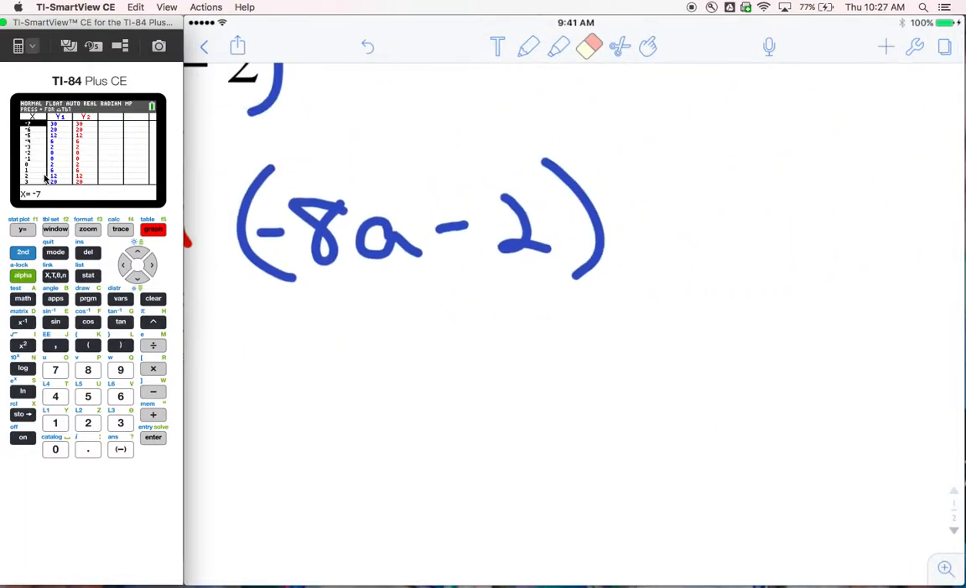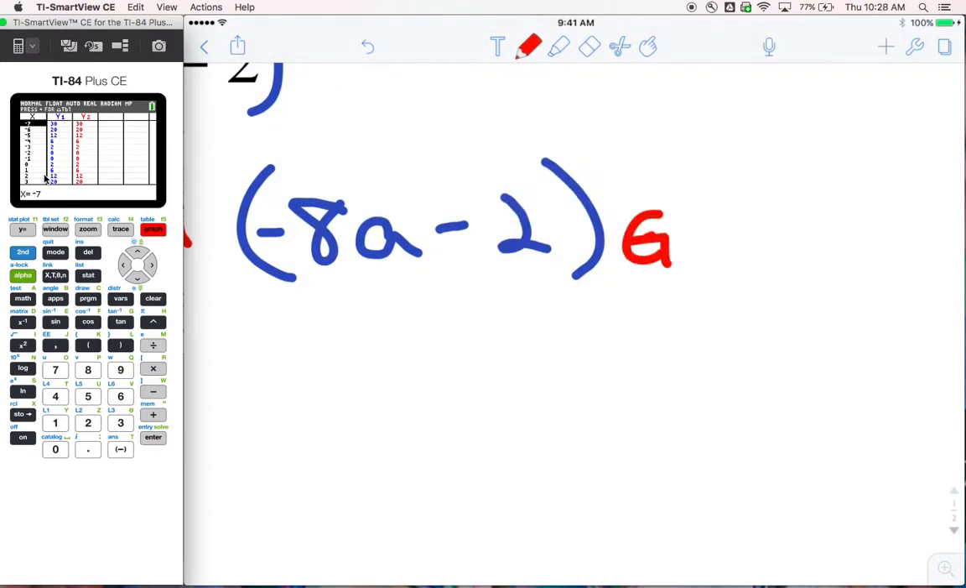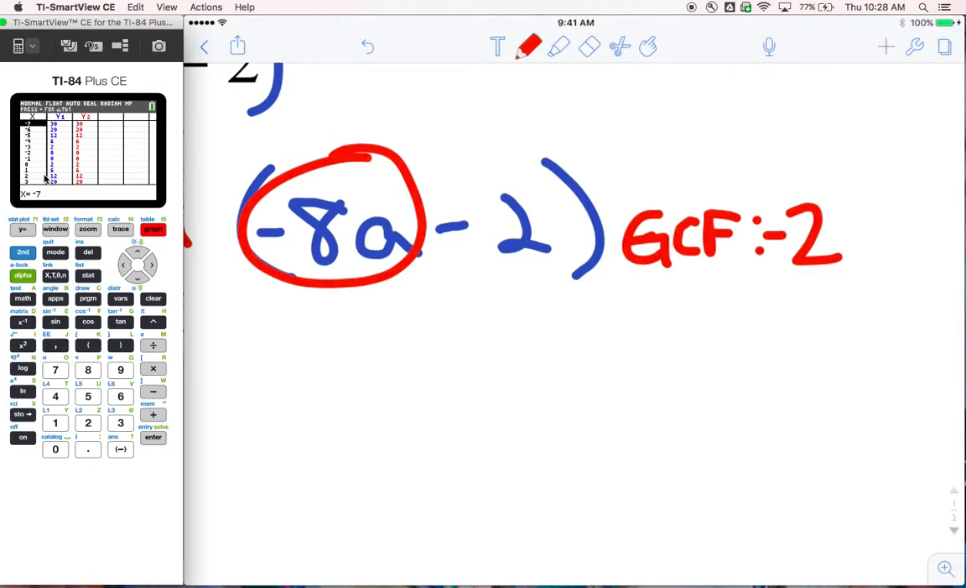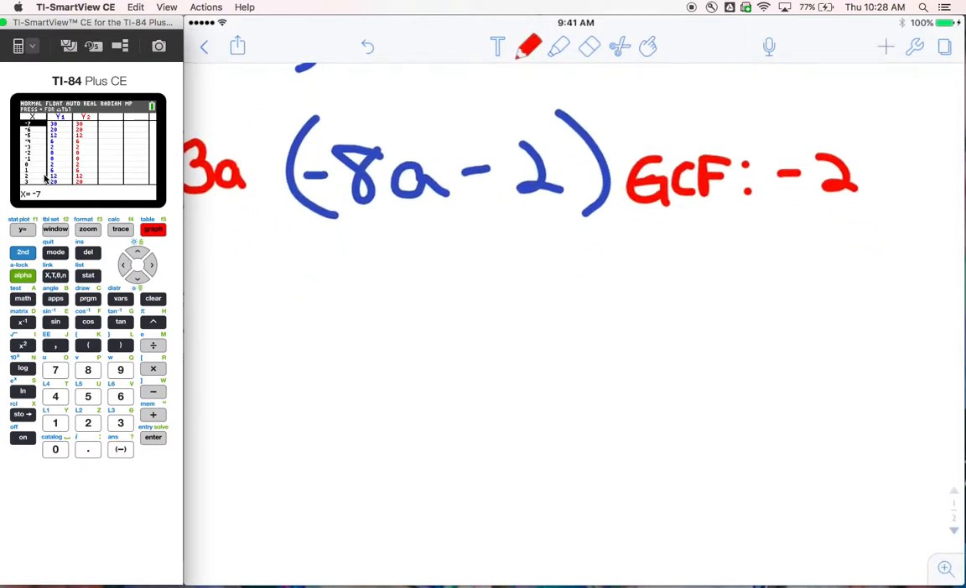Okay, let's look at the next group. Negative 8a minus 2. Here we go. My GCF. I got an 8 and a 2. All right, great. They can both be divided by 2, so 2 is my GCF. You know what, though? Did we remember from yesterday? If my front term is negative, my GCF has to be negative. Y'all, if you don't use a negative 2, it's not going to work. If my front term is negative, I have to use a negative. So my negative 2 goes in front of my parentheses.